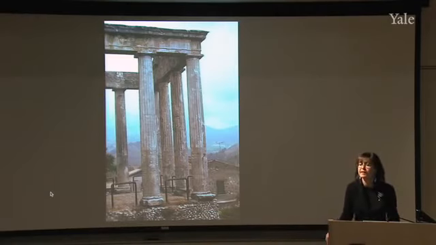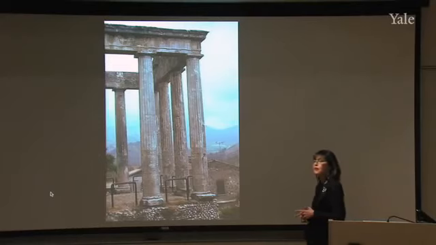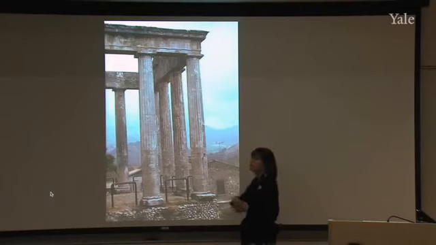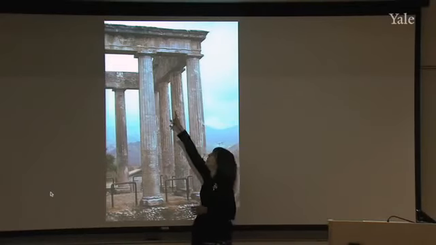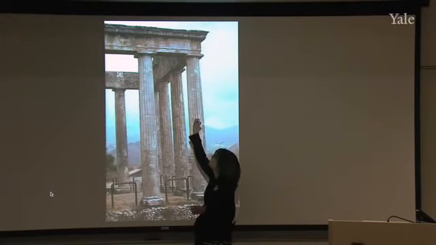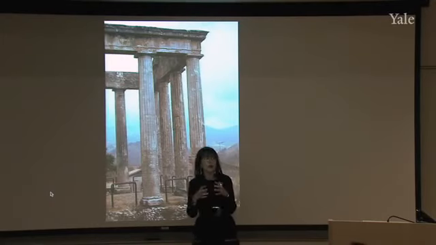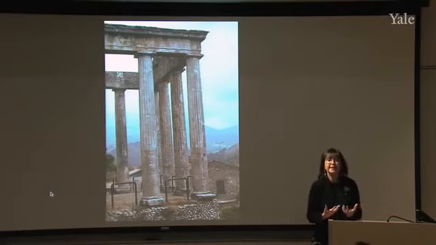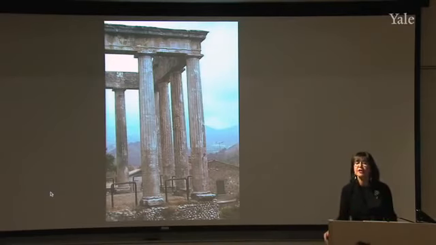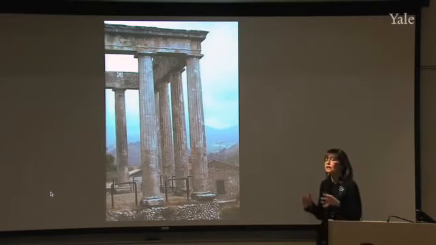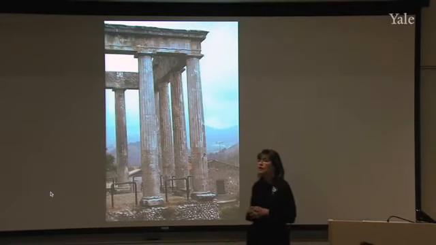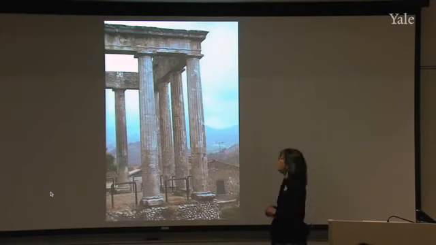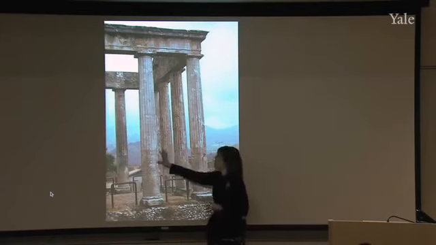T-R-I-G-L-Y-P-H-S and M-E-T-O-P-E-S, triglyphs and metopes. Triglyphs are triple striated bands, and you can see them up there, the triple striated bands, and in between them square panels. So this alternation of triple striated bands, the triglyphs and the square panels, the metopes, which is typical of the Doric order, the Greek Doric order. You see it in the Parthenon, for example, and it has been taken over here by the Romans.